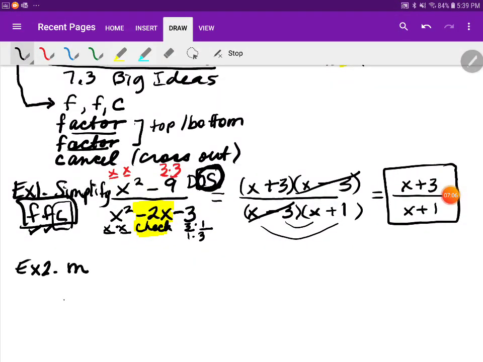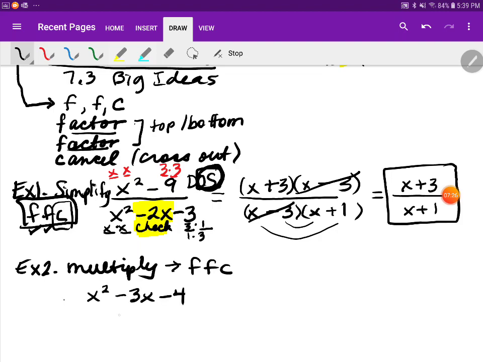Now multiply has the same rules. So multiply still means FFC if you see the algebra fractions. So the FFC is something that you can write down so that you can remember it when it comes up in a future problem when you're not in this chapter.